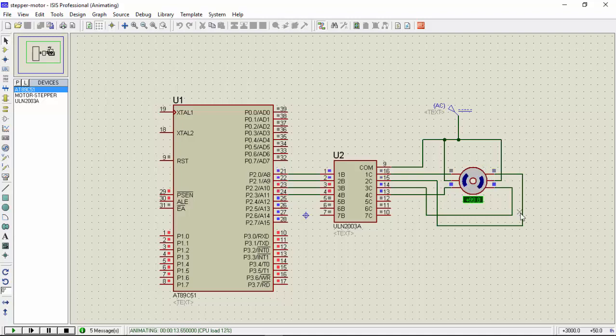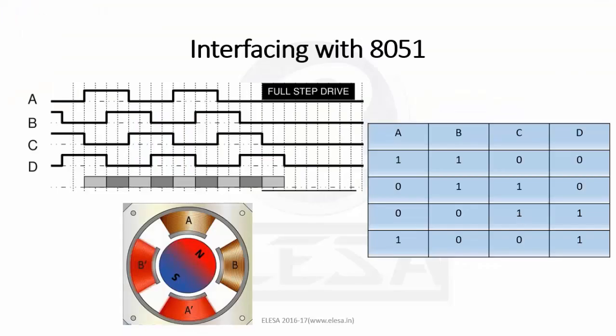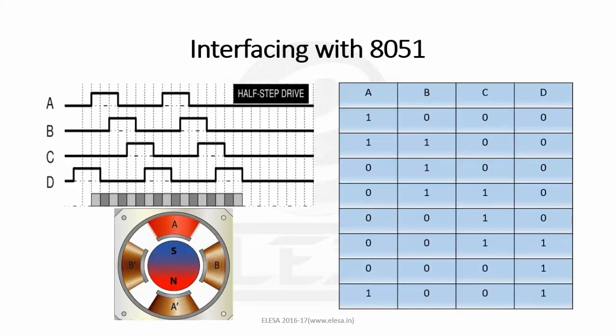Now let us do the same for half step and observe the change in resolution. As we saw, half step is a combination of wave step and full step. So first only A will be on, as you can see here, then A and B will be on, then only B will be on, then B and C will be on, and so on. So writing the table for the same, first A will be on, then A and B will be on, then B, then BC, then C, then CD, then D, then DA.